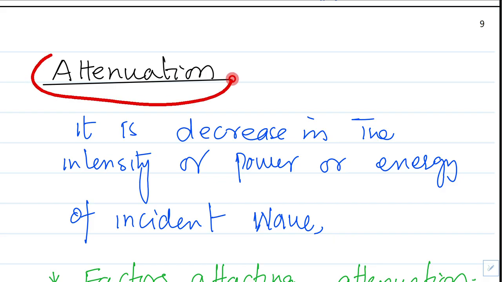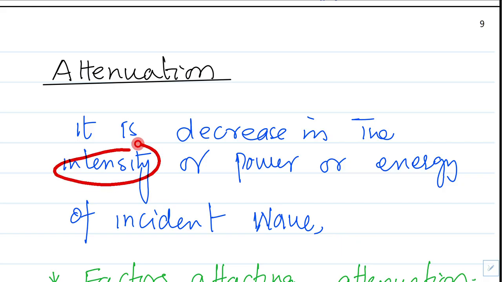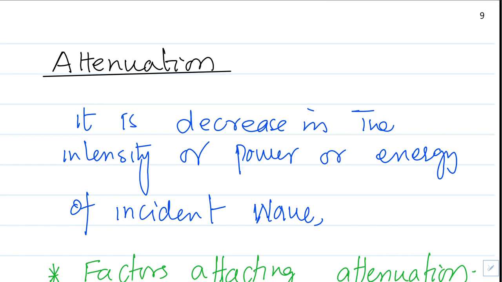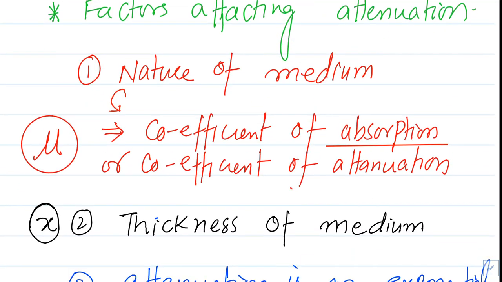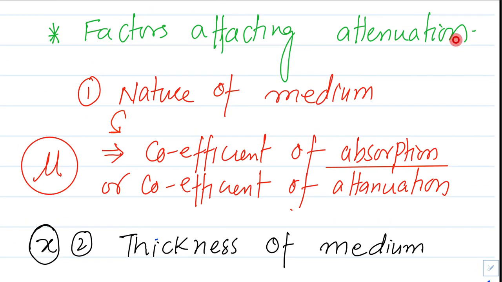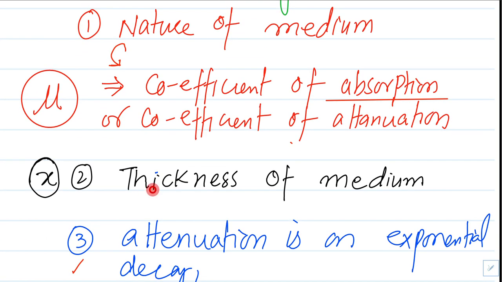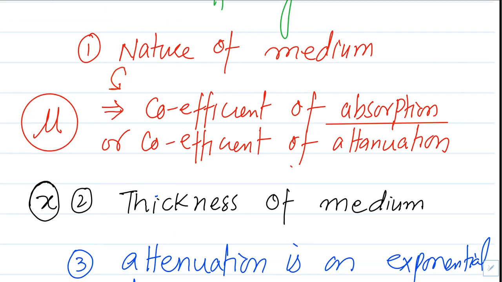So beta, in ultrasound, as I told you, attenuation is there. One of the factors is attenuation. When we have attenuation, it means there is a decrease in intensity, power, or energy of the incident wave. So why does attenuation take place? There are some factors which affect the attenuation: nature of the material, nature of the medium, coefficient of absorption, coefficient of attenuation, and thickness of the medium.